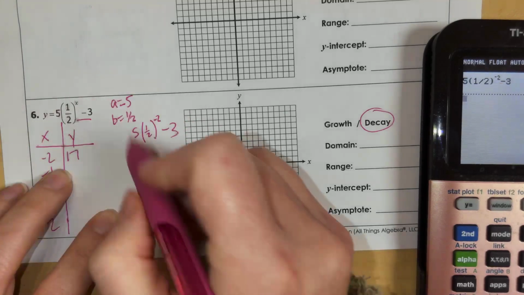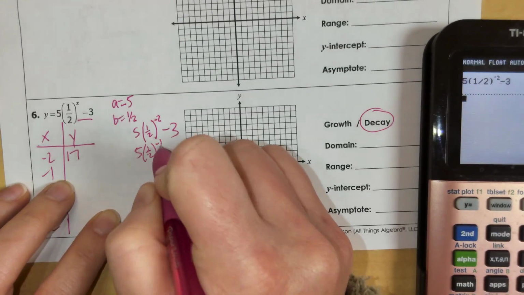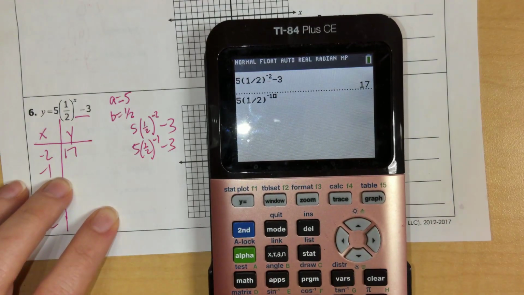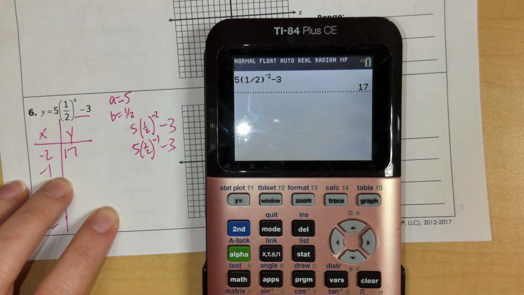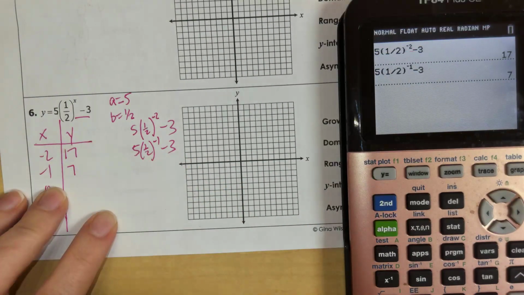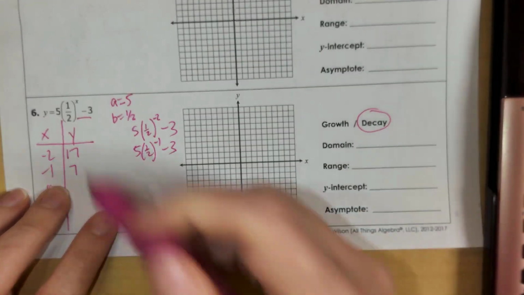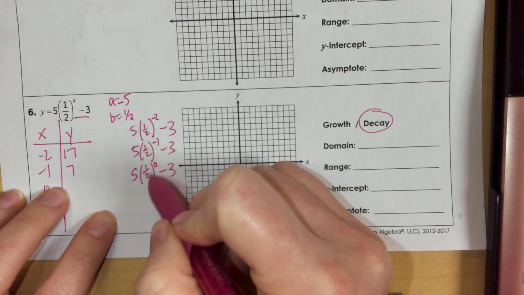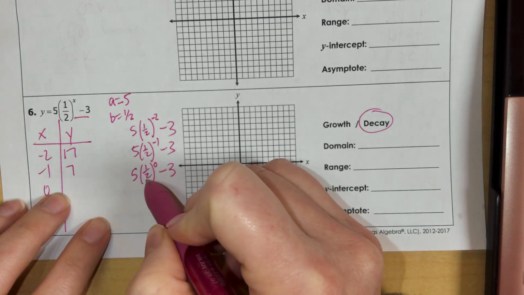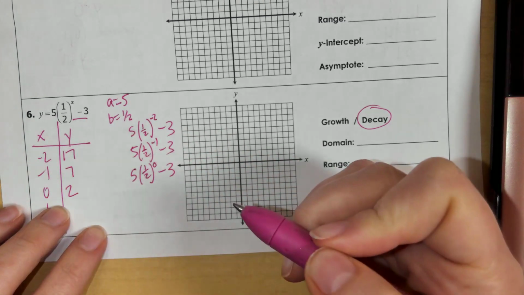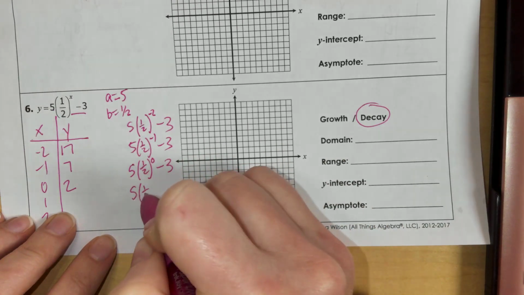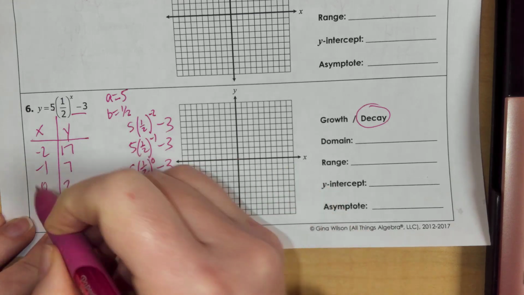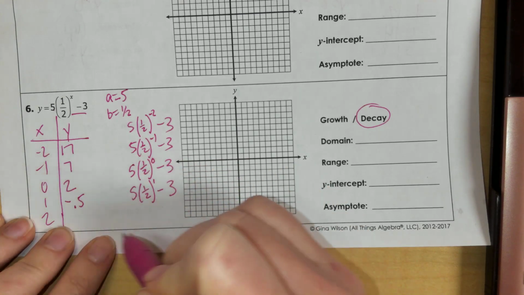Alright, so we're going to try this again. This time we're going to do it with a -1. So 5 multiplied by 1/2 raised to the -1st power minus 3, and we get 7. Okay, I'm going to continue this pattern where I have 5 multiplied by 1/2 raised to the 0 power minus 3. Remember that anything to the 0 power is 1. So 5 times 1 is 5, minus 3 is 2. We have 5 multiplied by 1/2 raised to the 1st power minus 3. That's going to be 2.5 minus 3, which is -0.5.